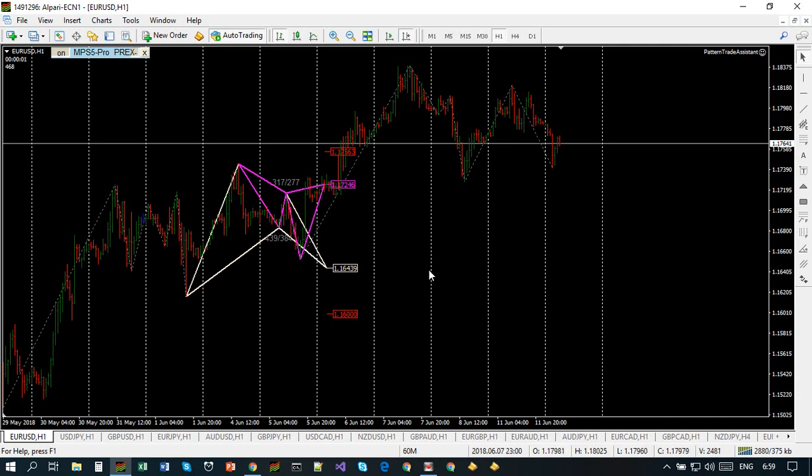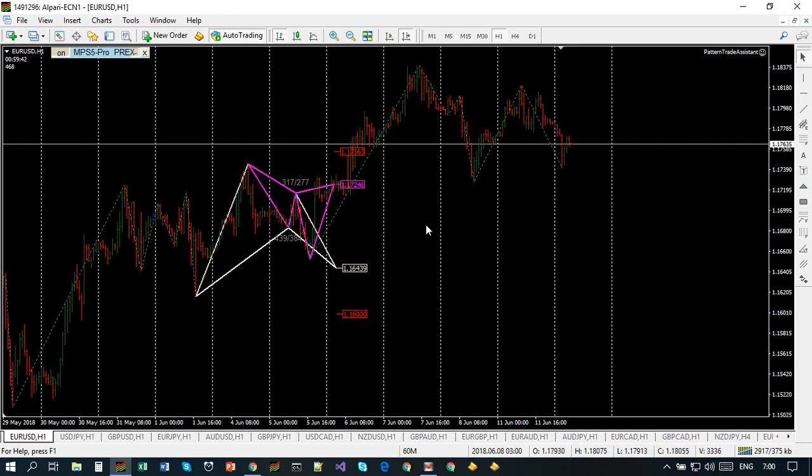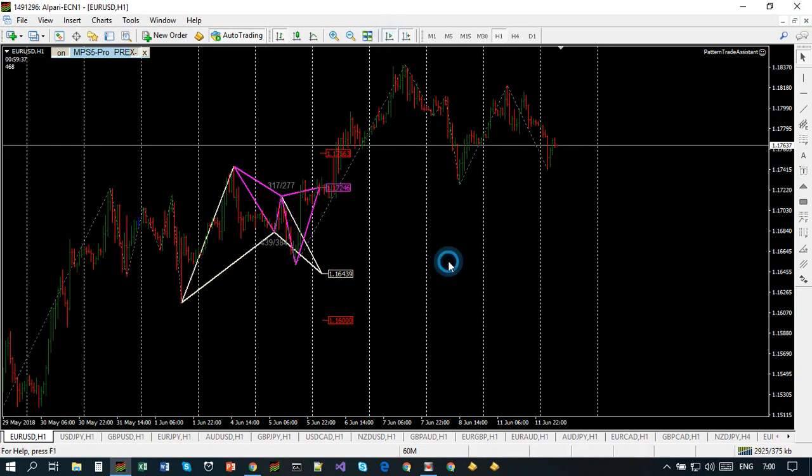This 786 completion is very powerful, and when you have a bat pattern with the 886 completion, in many cases you won't ever hit this level. It will start from 786, so that's why I came up with this idea to create this unified Gartley. Of course, I have some special ratios for that. I have some special calculations: what is the first leg, the second leg, and so on. You can find the video called the Unified Gartley on my YouTube channel.